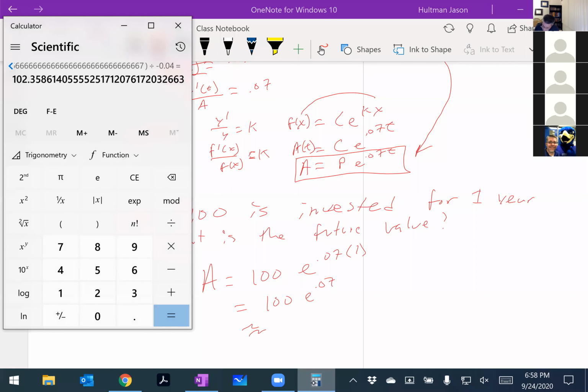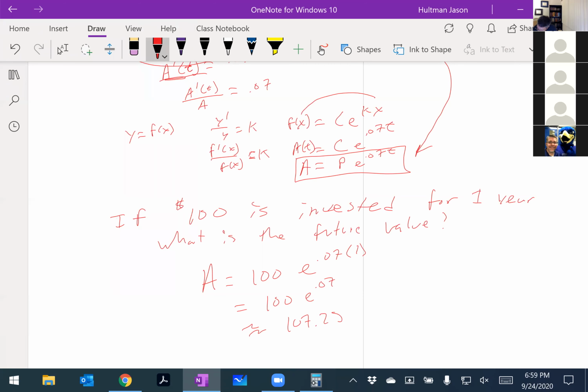Go to the calculator. Okay, clear. The calculator is going to show 100 times e raised to the 0.07 power, boom, is equal to $107.25. I would have made $7.25 in interest over that first year.